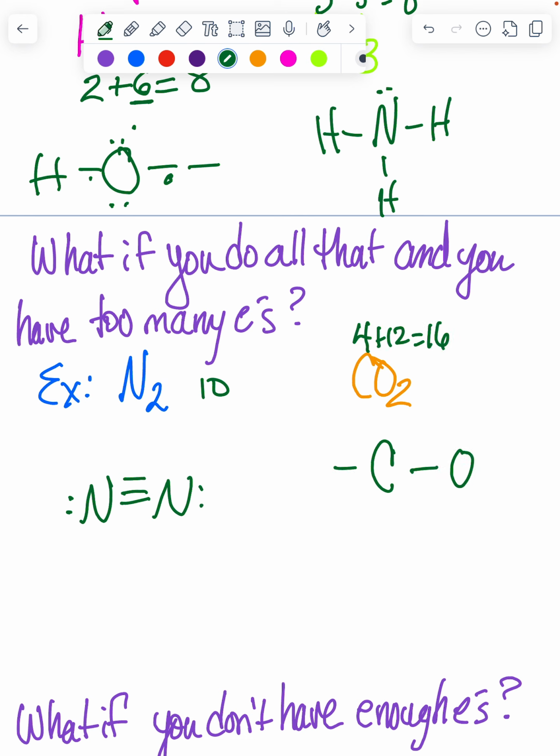Sorry, I've drawn this one so many times. I just happen to have it memorized. So count, do your skeleton structure, give everybody who deserves 8, 8, and then count. Now when you count in this configuration, you get 20. You have too many. So remove a pair from the carbon and remove a pair from the oxygen.